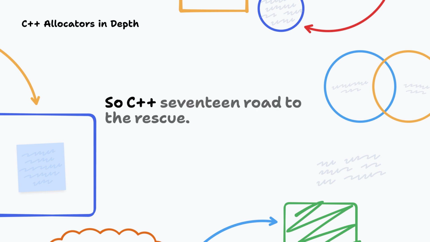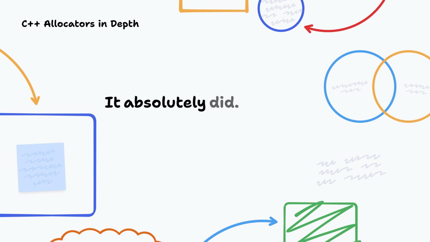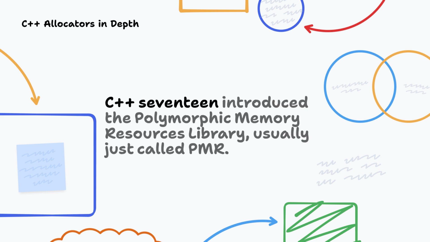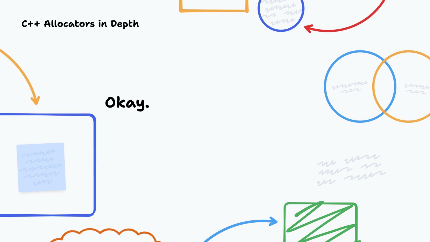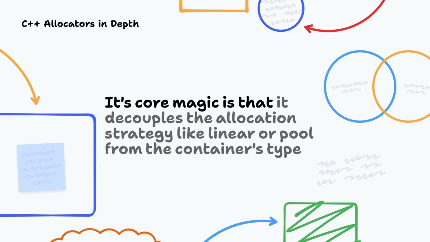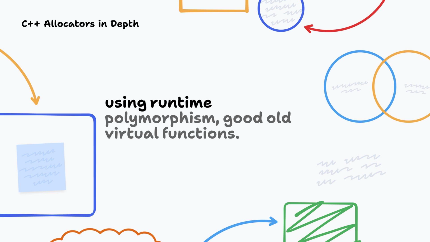So C++17 rode to the rescue. It absolutely did. C++17 introduced the Polymorphic Memory Resources library, usually just called PMR. It's found in the memory_resource header. Polymorphic Memory Resources. Okay, what does that do? Its core magic is that it decouples the allocation strategy, like linear or pool, from the container's type, using runtime polymorphism, good old virtual functions.